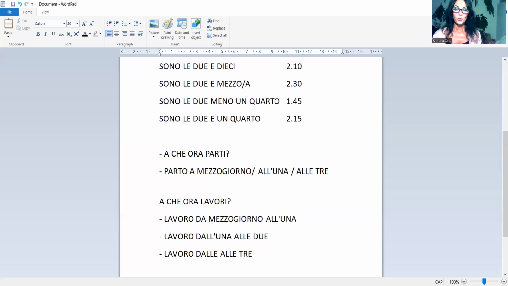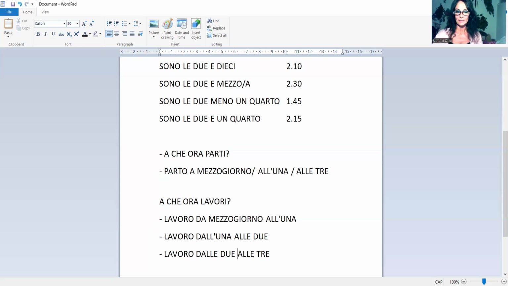Lavoro da mezzogiorno all'una. So lavoro da mezzogiorno all'una means I work from midday to 1. Another option, lavoro dall'1 alle 2. I work from 1 to 2. Or lavoro dalle 2 alle 3. I work from 2 to 3.